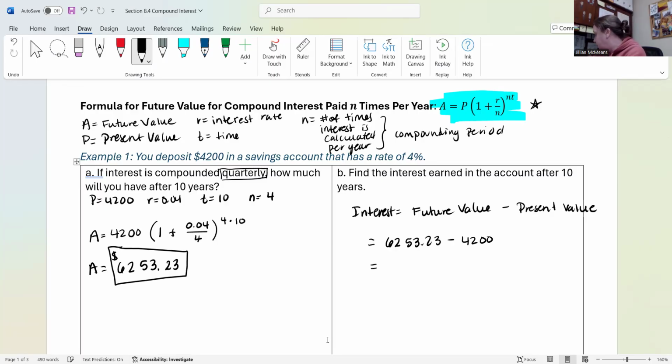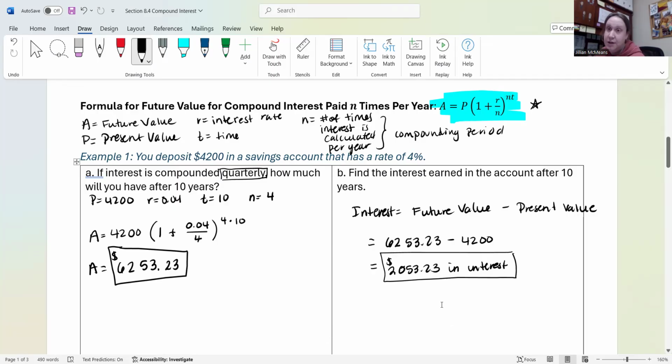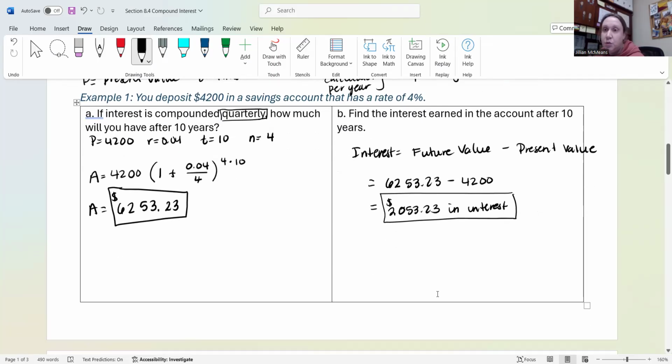And once I subtract those, we get $2,053.23 in interest. So once you make your initial investment, anything in excess of that is going to be interest. So you take the present value, subtract it from the future value, and you get how much interest you earned over the course of 10 years. Okay? So you earned $2,053.23.